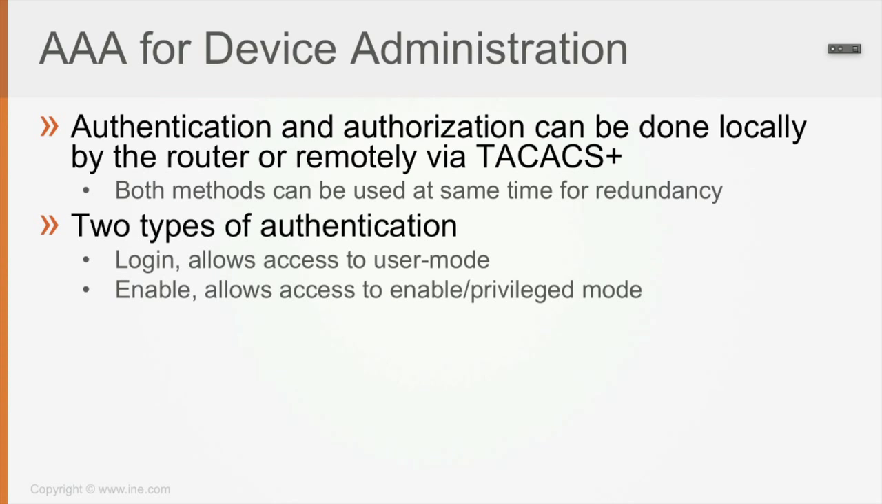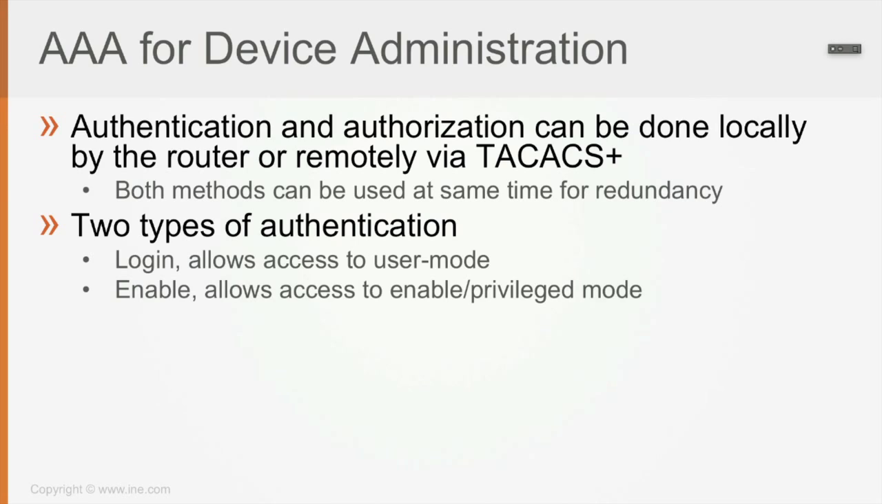Then you also have two types of authentications. When the user connects to the router or the firewall or the switch to get access for managing it, you have two types of authentications available to be configured for the user. One is the login authentication. If the user passes the login authentication, then he gets logged in successfully to the router or to the device, and in general he gets access to what is called user mode. I'm going to speak in a couple of minutes about what exactly user mode is.